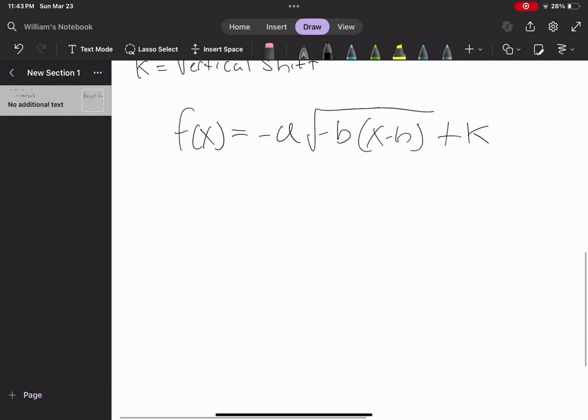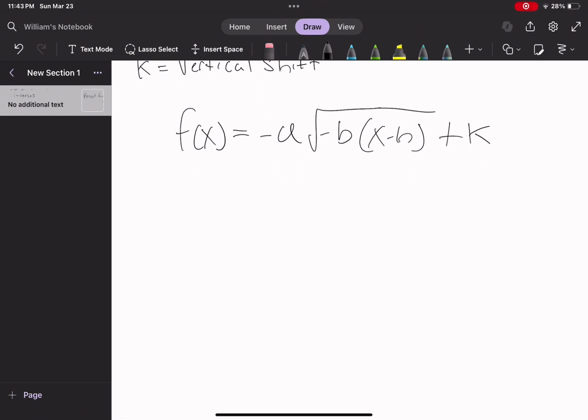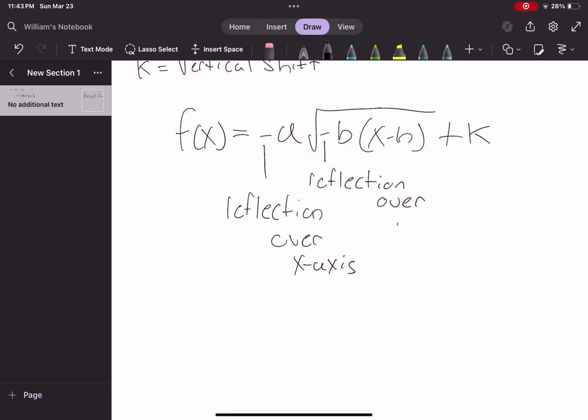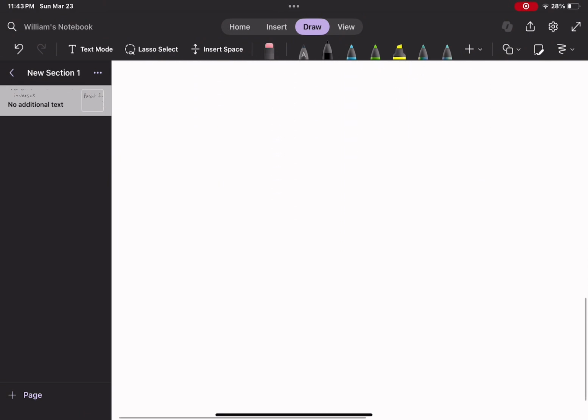And here is our formula, including our reflections. The negative in front of the a is our reflection over the x-axis, meaning our y values are going to go opposite. And our negative in front of the b is our reflection over the y-axis, meaning our x values are going to go opposite. For example, 4 will turn into negative 4, or negative 4 will turn into 4.